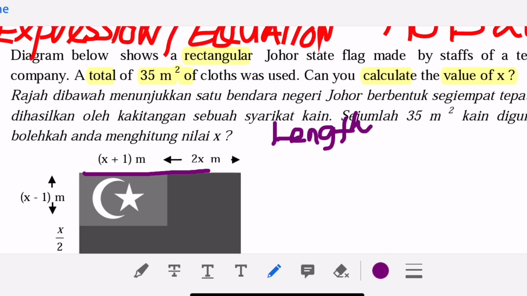So we write down the length now. Length is, you see or not, I underline using the purple color. So I'm going to write down the length, which is x plus 1 plus the 2x. Okay, so why do we need to write it down like this? Because every step you do, they will try to give you marks. So for example, you write down the length equal to x plus 1 plus 2x.